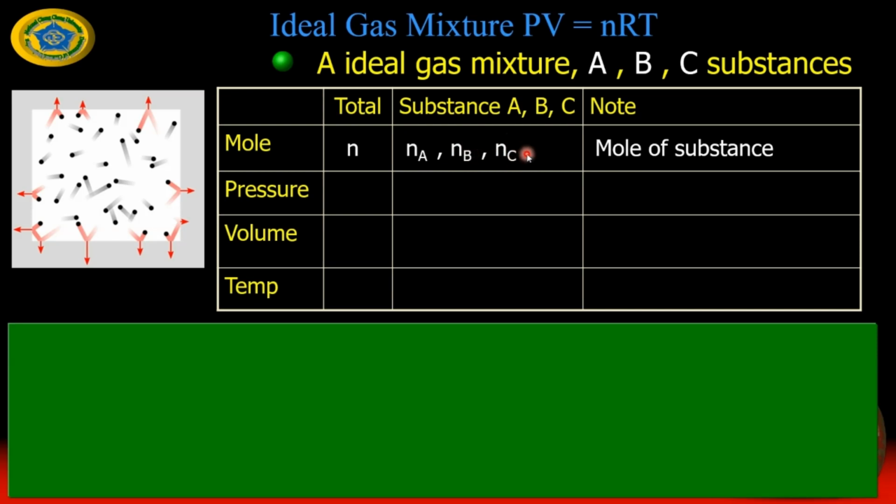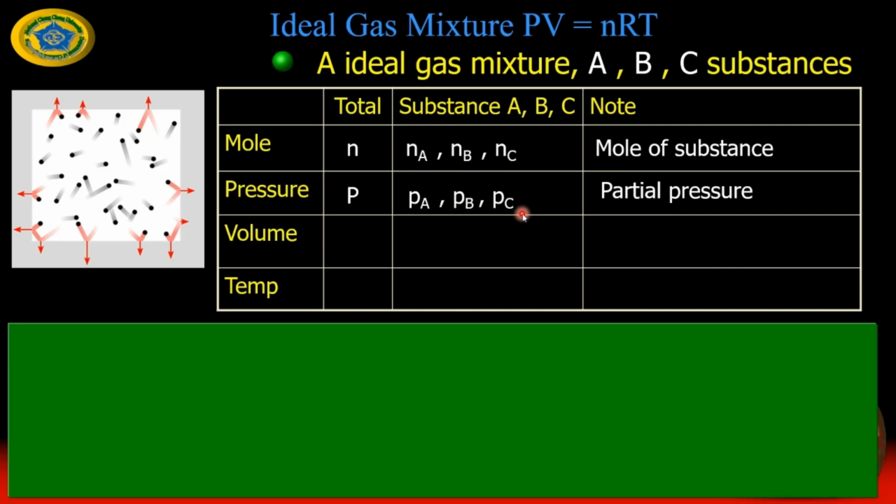How about pressure? We use capital P to represent the total pressure, and small p sub A represents the pressure of species A. This represents the pressure of species B, and this represents the pressure of species C. You realize this is what we call partial pressure A, partial pressure B, and partial pressure C.